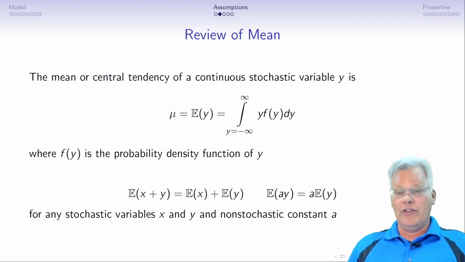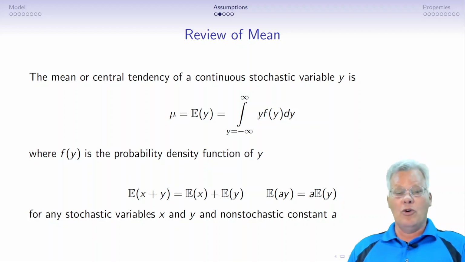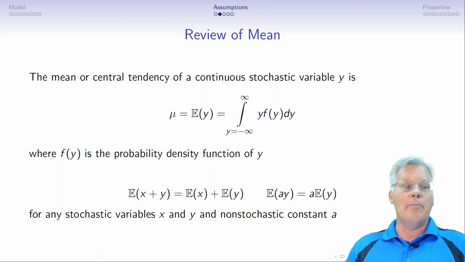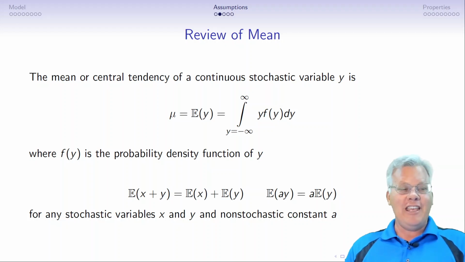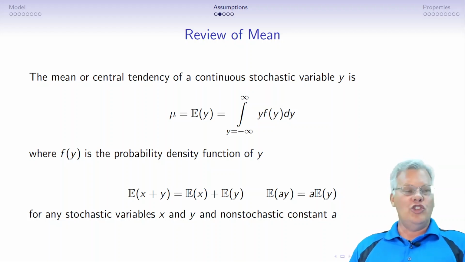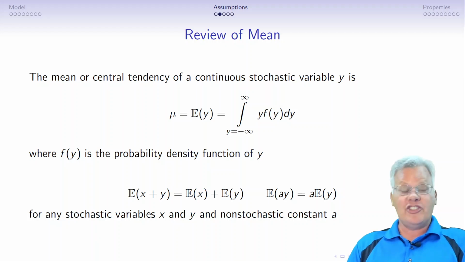The other result that we can implement regarding means is if y is a stochastic variable and let a be a non-stochastic constant. So that would be a number like 15. So the expectation of 15 times y is equal to 15 times the expectation of y. So what this means then is that non-stochastic constants can be factored out of an expectation operator. The expectation of ay is equal to a times the expectation of y.